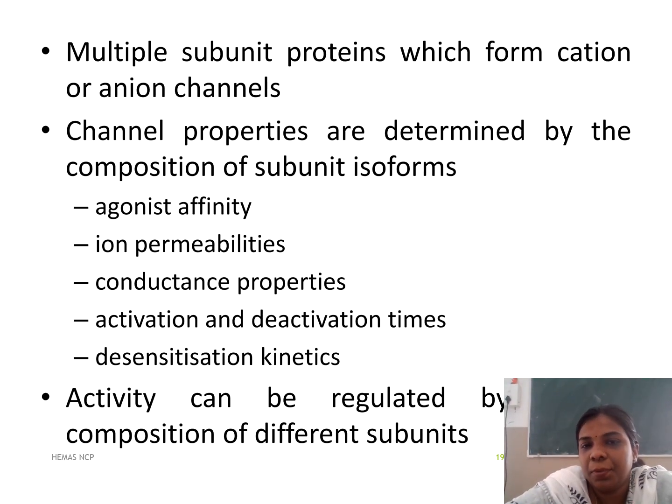So multiple subunit proteins form cation or anion channels. The channel properties are determined by the composition of the subunit isoforms, such as agonist affinity, ion permeabilities, conductance properties, activation and deactivation time, desensitization kinetics, etc. The activities can be regulated by changes in the composition of the different subunits.